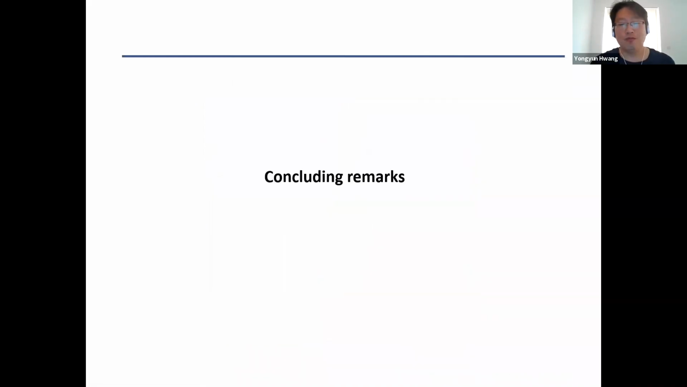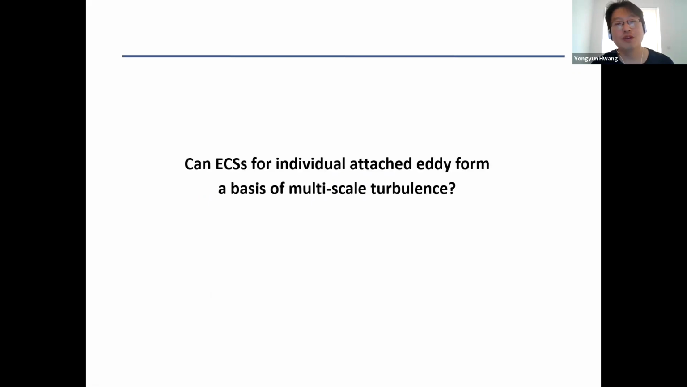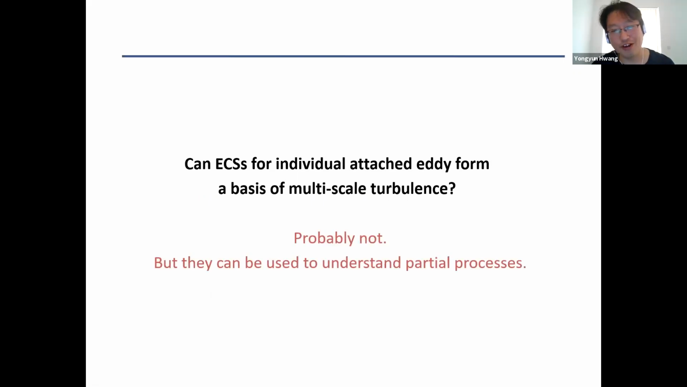Okay, so I'm going to conclude my talk now. We ask, can the exact coherent states for individual attached eddies really form a basis of multiscale turbulence? My current answer is probably not. But if any of you have a much better idea, please do let me know. I do appreciate that these can be used to understand partial processes of turbulence, not the entire process of turbulence, but by computing lots of them, we can understand the physical processes that can form local equilibrium.